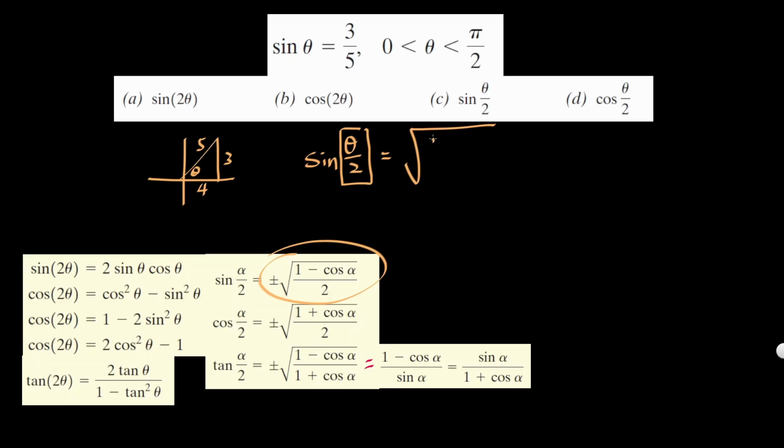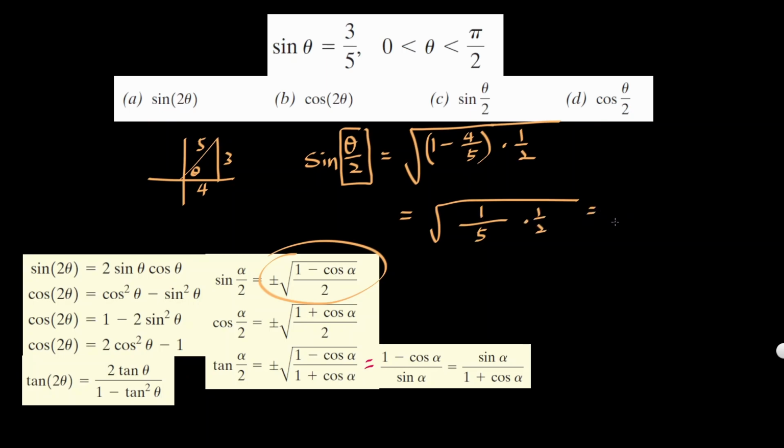So 1 minus, now all you do is take cosine theta, not theta over 2. Cosine theta is adjacent over hypotenuse, which is 4 over 5. And then instead of dividing by 2, you could do that, but I like to multiply by 1 over 2. They mean the same. So it's going to be the square root of, with common denominator 5, everything under the radical here, 5 minus 4, which is 1, times 1 over 2.